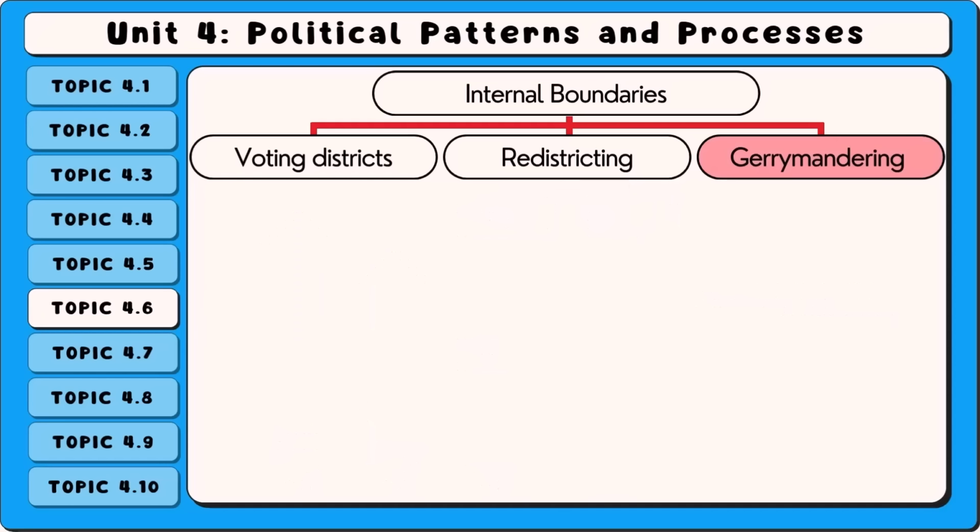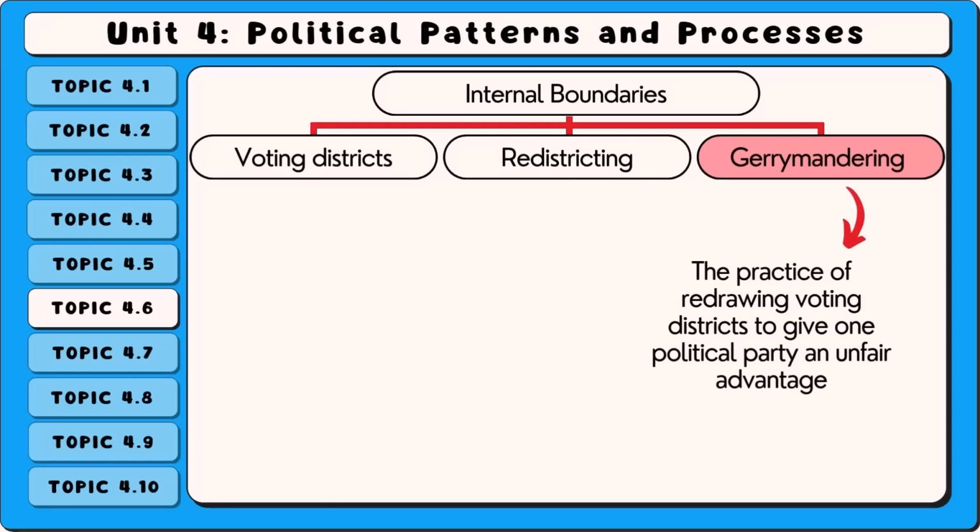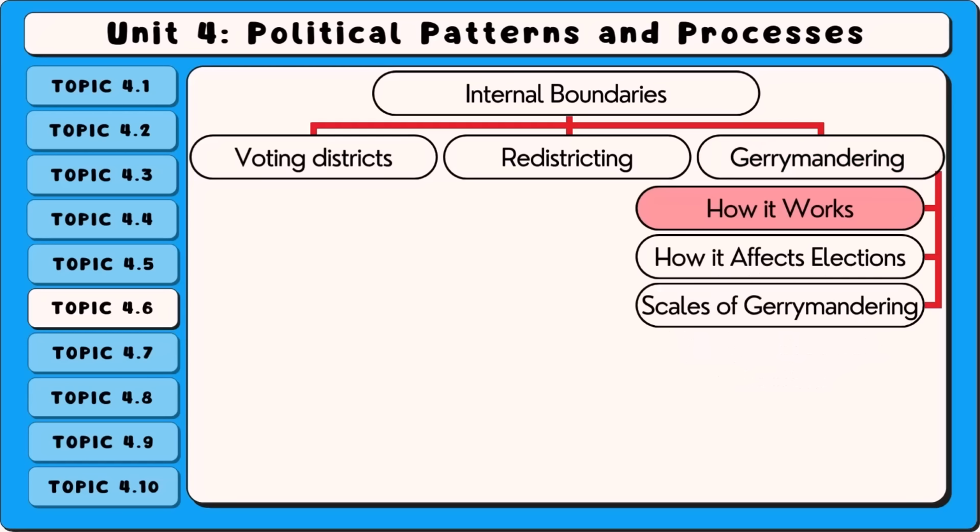To more clearly understand this phenomenon, we need to look at a concept called gerrymandering, which is the practice of redrawing voting districts to give one political party an unfair advantage. Here we'll explore how gerrymandering works, how it affects elections, and how it operates at multiple scales. First, let's explain what gerrymandering is and how it works.